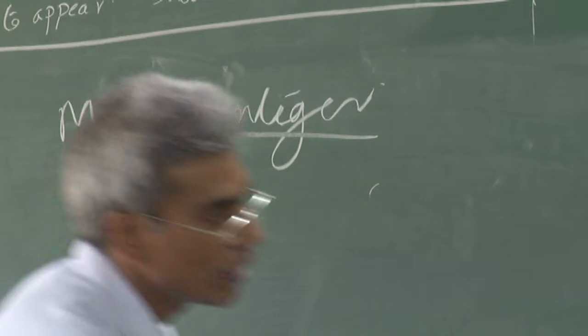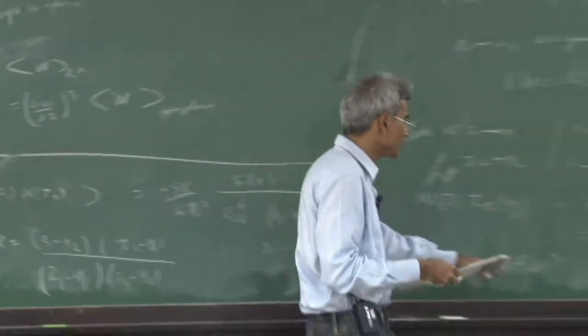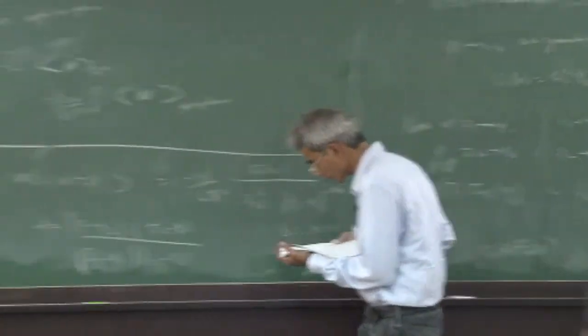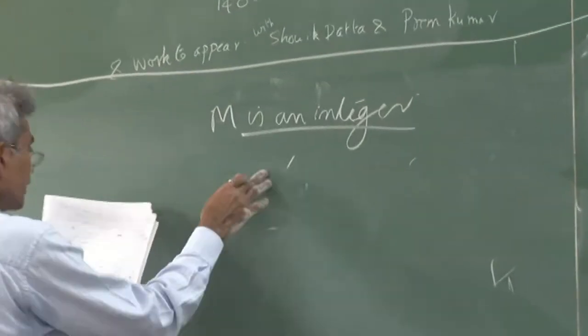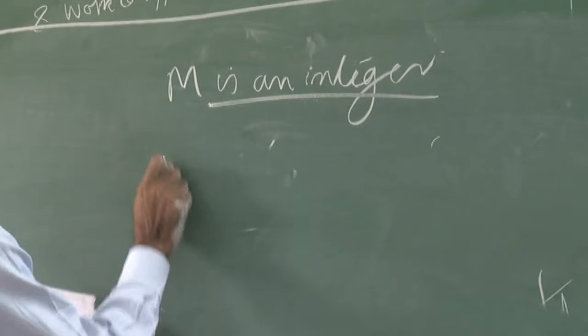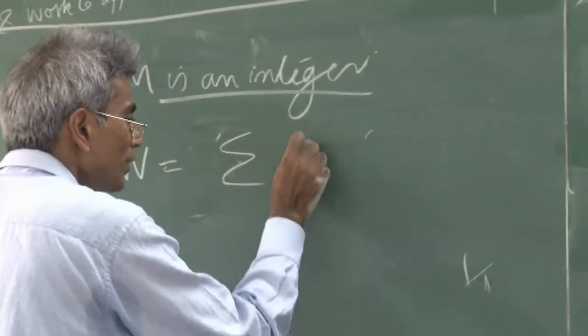I mean, it's a positive m and it's less than 3. So m is less than 3. So how can it be? m is less than 3. I mean, m is an integer. So this is a subtle part of the argument.